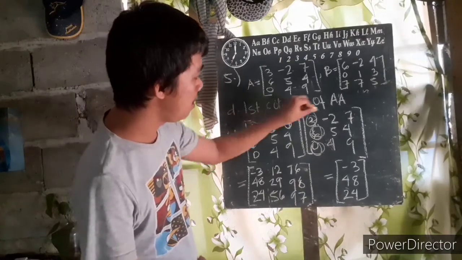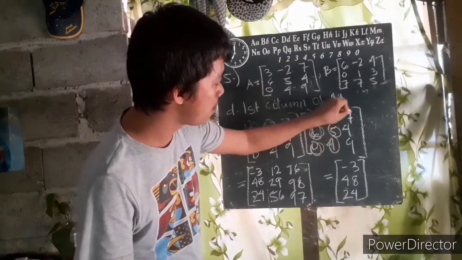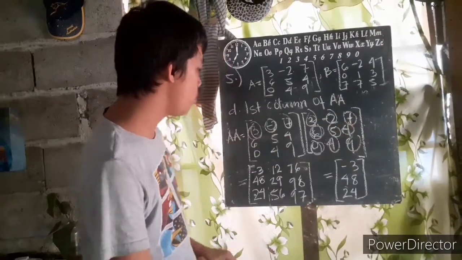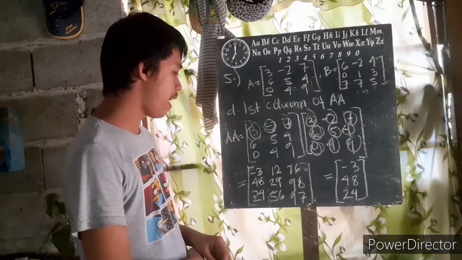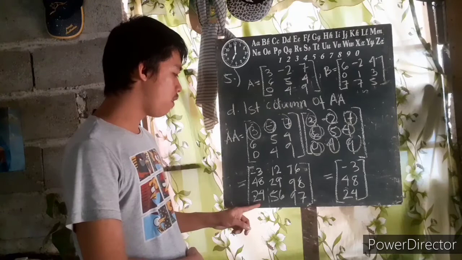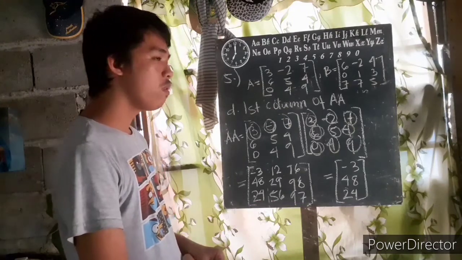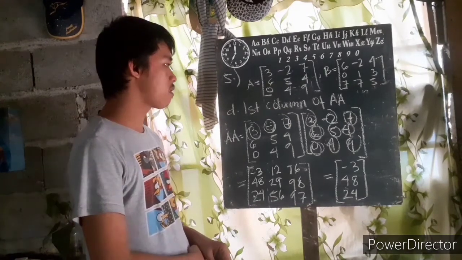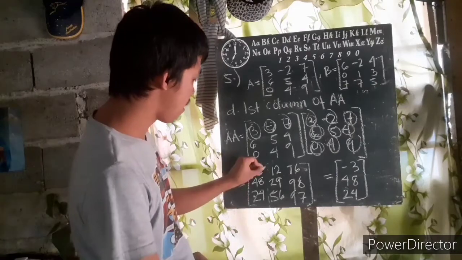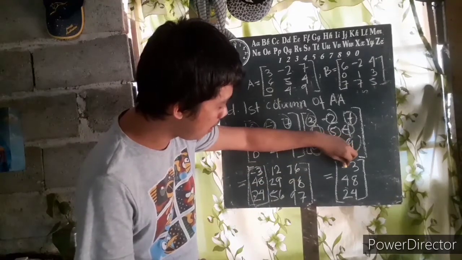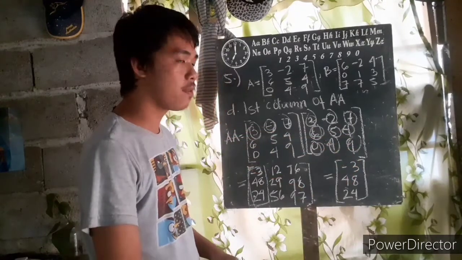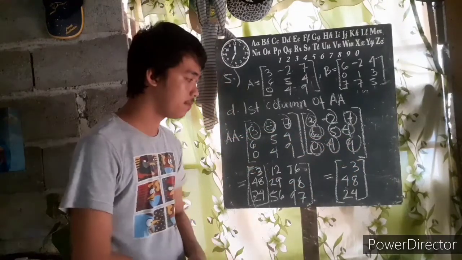Again, here, until we get the answer of this: negative 3, 12, 76, 48, 29, 98, 24, 56, and 7. Now we can find the first column of AA, which is this. It is negative 3, 48, and 24. This is the first column of AA.